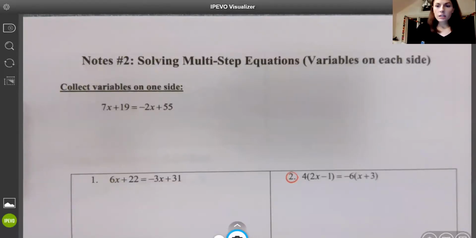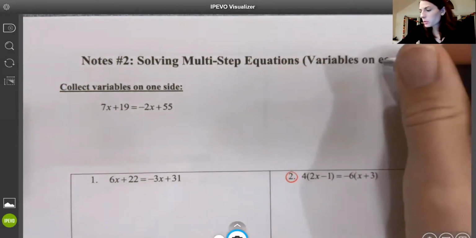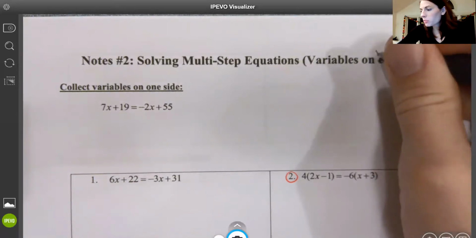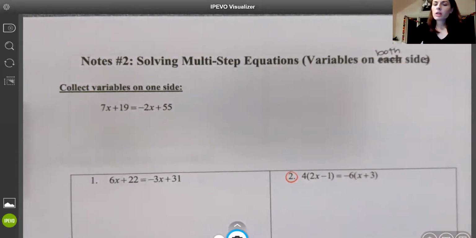So today we're going to continue talking about solving multi-step equations, but we're going to begin looking at equations that have variables on both sides. Just a kind of reminder of what we talked about yesterday in the steps to solving multi-step equations. This should really say variables on both sides. Not sure what happened there.